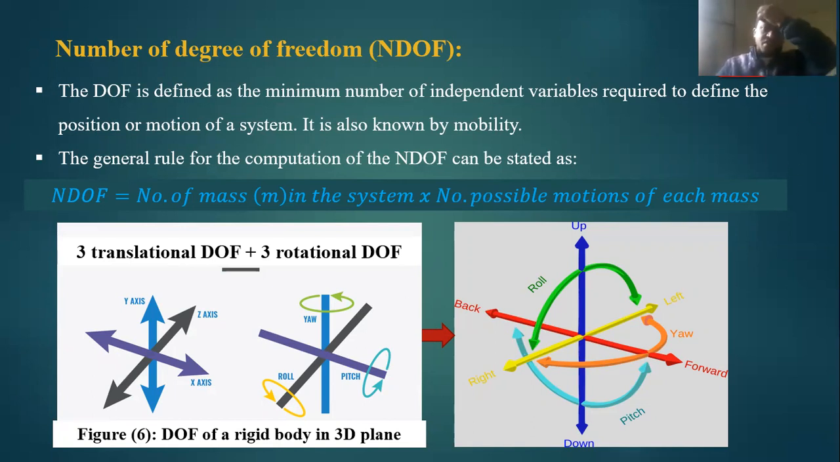So the 3 rotational degrees of freedom are the pitch, yaw, and roll. And the 3 translational motions are back and forth motion, down and up motion, and also right and left motion. So these are the 6 degrees of freedom of motion.